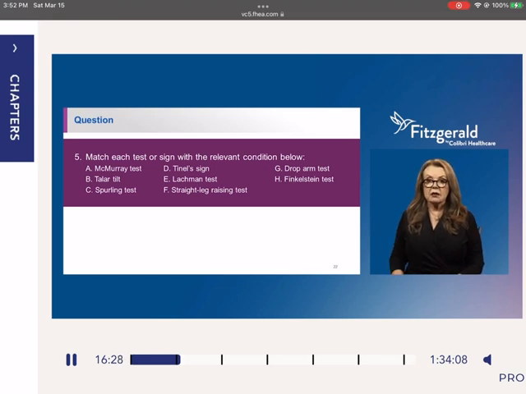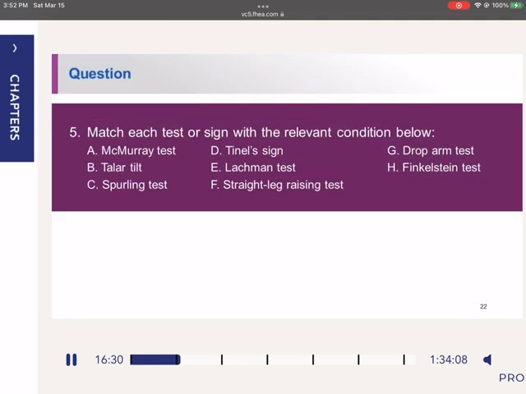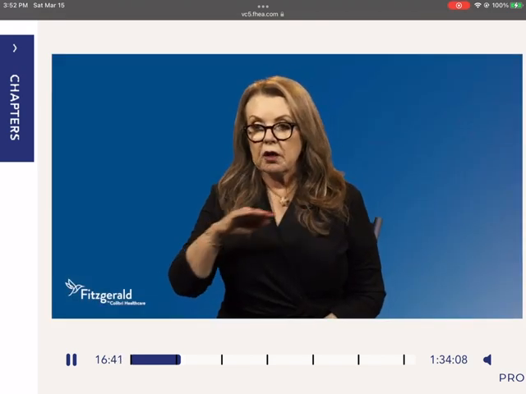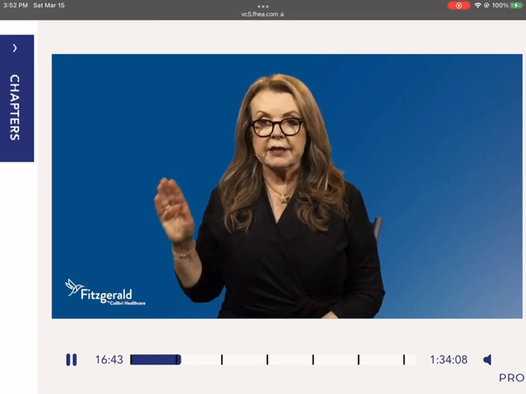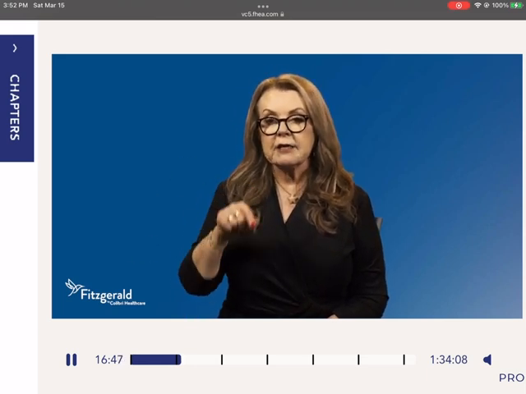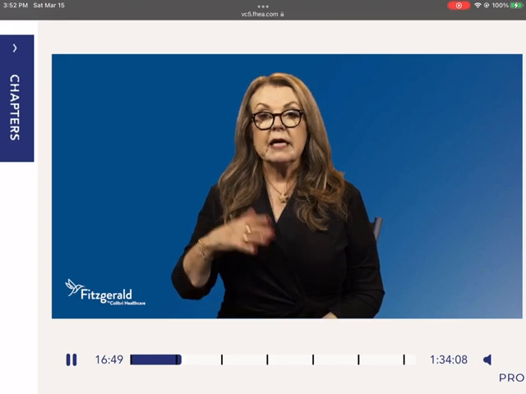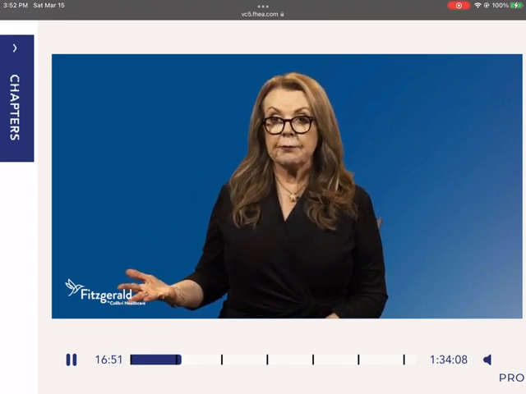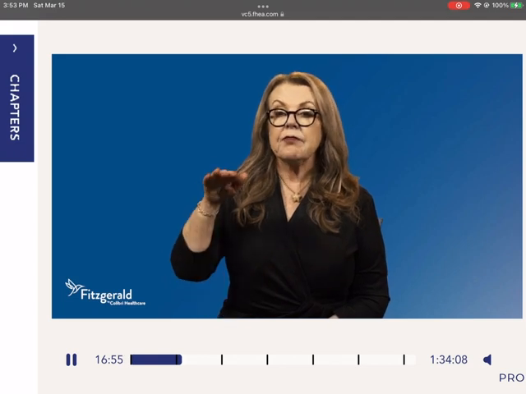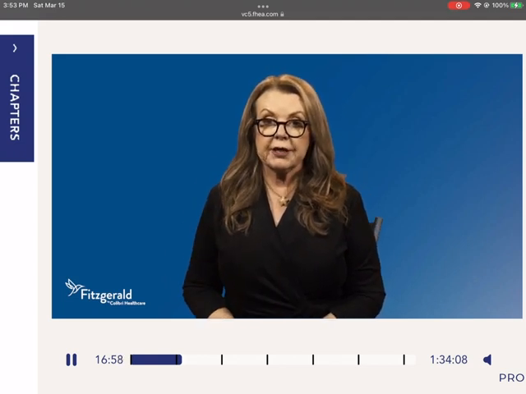So let's take a look at McMurray, Talar tilt, Sperling, Tinel sign, Lachman's test, straight leg raise, drop arm test, and Finkelstein's test. And as we have done with almost every other condition we've looked at, what we're going to do is say, is the patient being presented at risk for a certain orthopedic problem? And if the answer to that is yes, then what test would be associated with this?